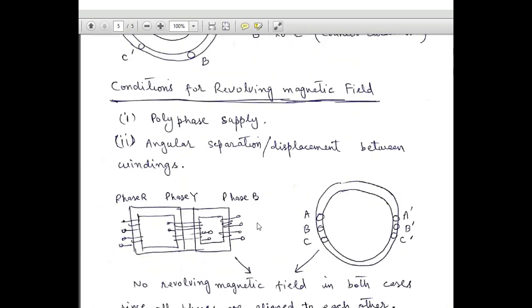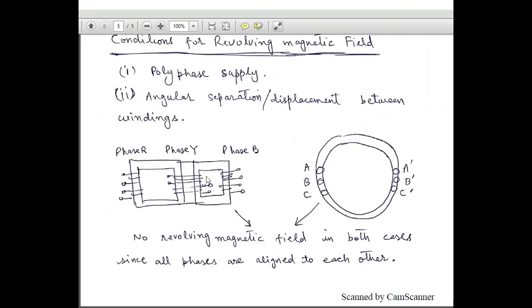Now, what are the conditions for revolving magnetic field? First condition is the polyphase supply. Second condition is the angular separation or displacement between the windings. So, if there is no angular separation between the slots or between the winding axes, there will be no revolving magnetic field. So again, in this case, we will get a pulsating magnetic field as was observed for the single phase case.